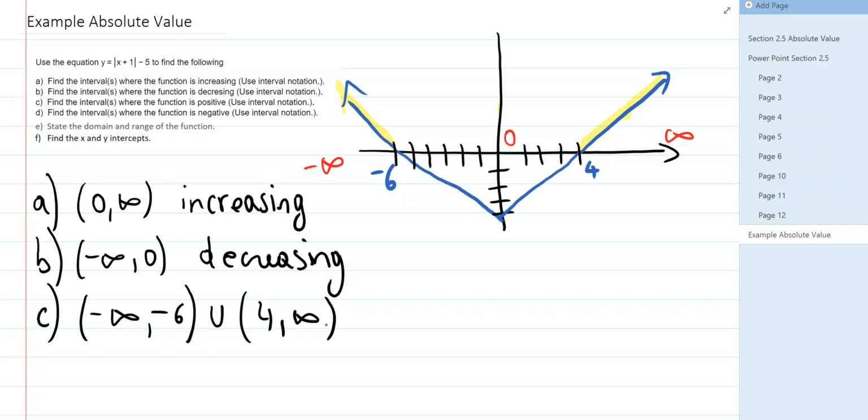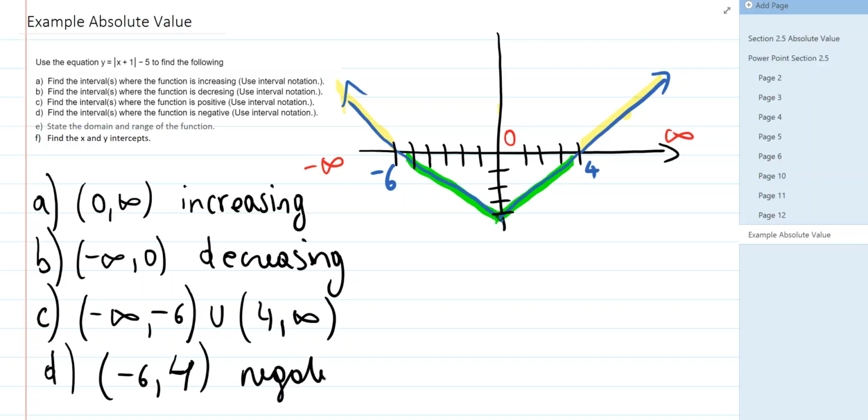And then the function is negative where it's below the x-axis, it's here. So it's for these x's that the function is negative. We would say that the function is negative from negative 6 to positive 4. And for the previous one, it was positive.